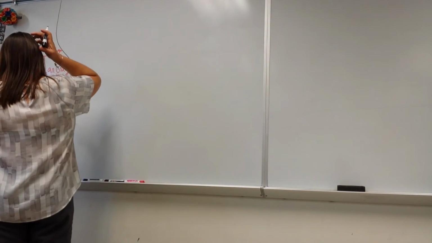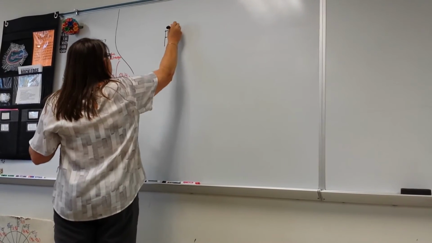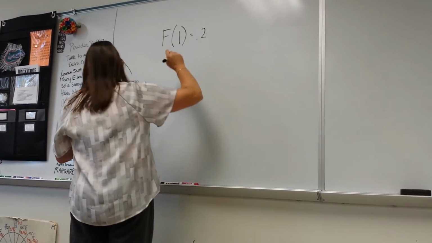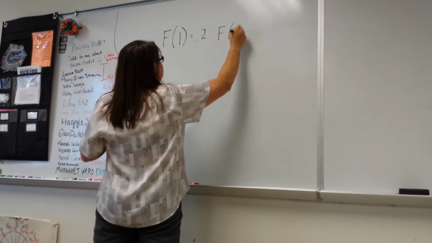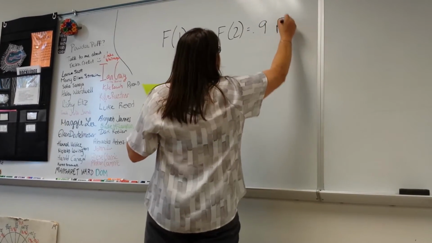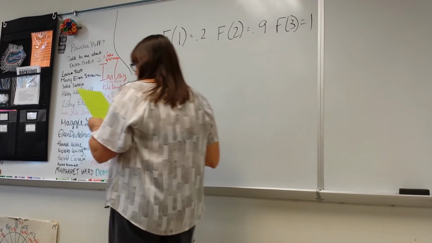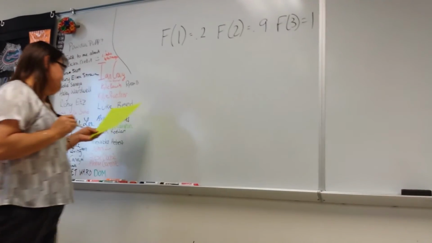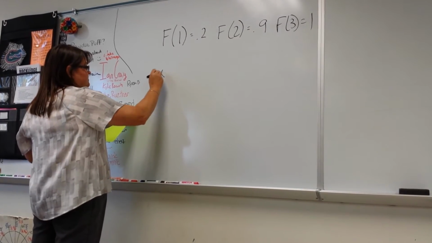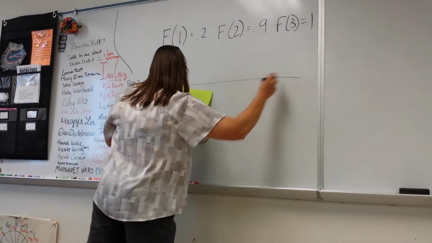So, let's see what I got here. I'm gonna tell you that f of 1 is equal to 0.2. These are given. F of 2 is equal to 0.9. F of 3 is equal to 1. Okay? We're going to construct a table given this information.